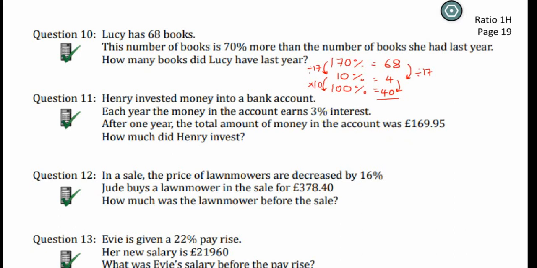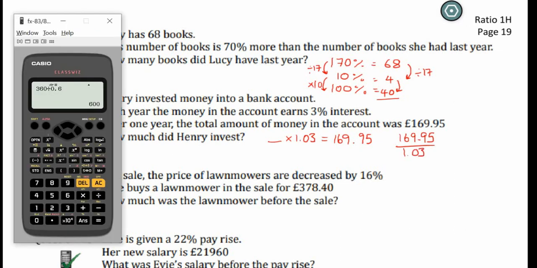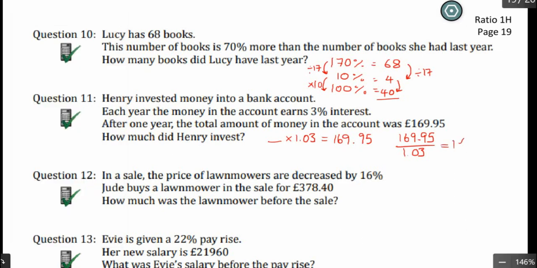So the old amount times by 1.03, not 1.3, remember, because that would be 30%. 1.03 is 169.95. So if I want to work out what the old amount is, I need to do 169.95 divided by 1.03. And 165 is the answer.